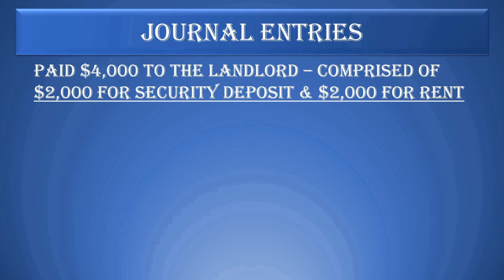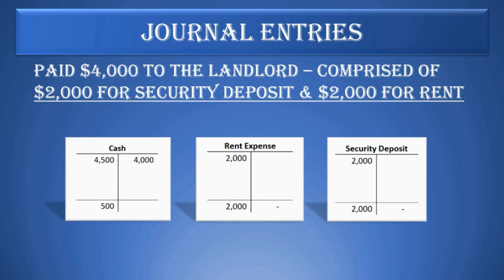Finally, we need to post this journal entry to respective T accounts. After posting this journal entry to T accounts, we can see that we only have $500 of cash left. This can present serious constraints on the ability of our business to operate. As such, we have to look into additional methods of financing as soon as possible.